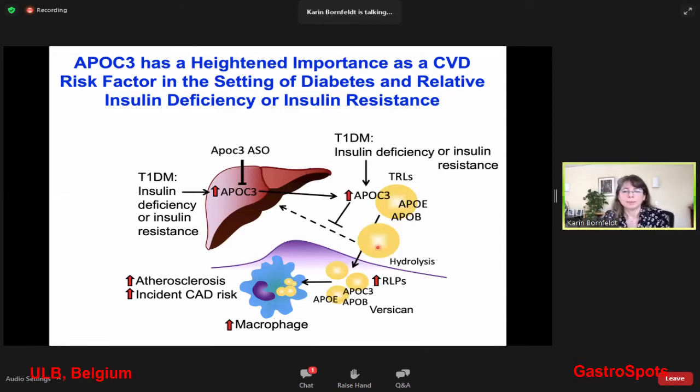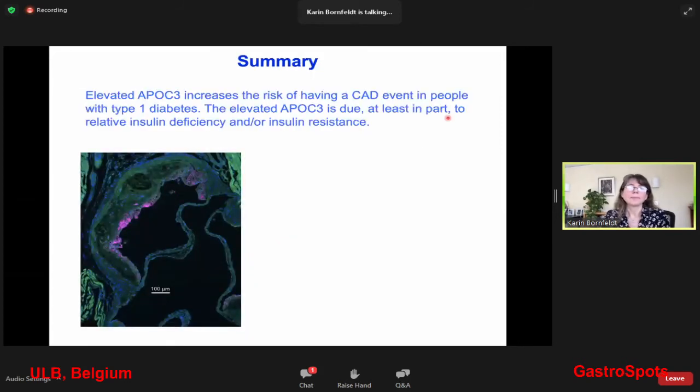So building on this model then, in type 1 diabetes, we believe that the increased ApoC3 could be due to either relative insulin deficiency or to increased insulin resistance, at least in men. So let me summarize this. We have found that elevated ApoC3 increases the risk of having a coronary artery disease event in people with type 1 diabetes. The elevated ApoC3 is due, at least in part, to relative insulin deficiency and/or to insulin resistance.